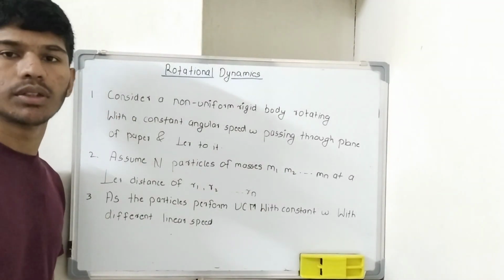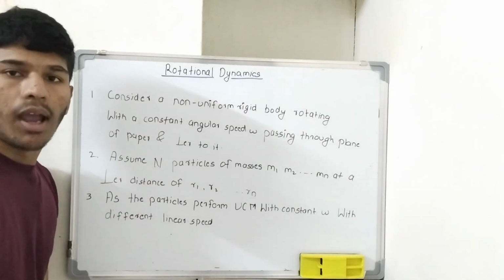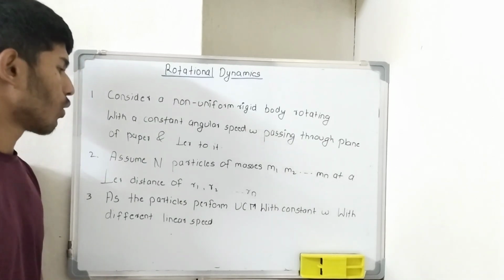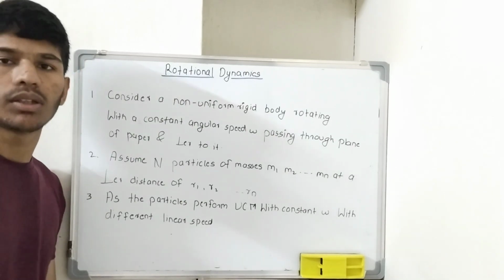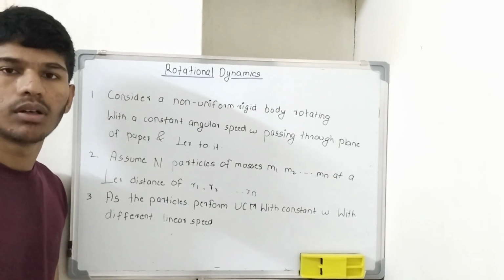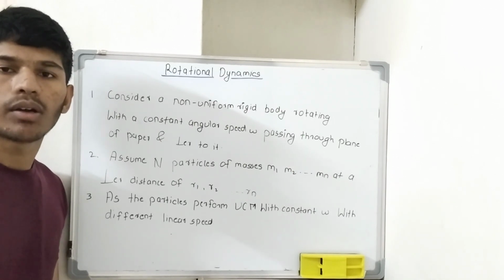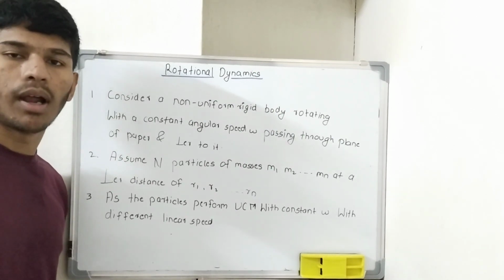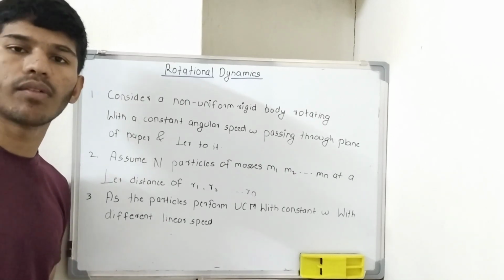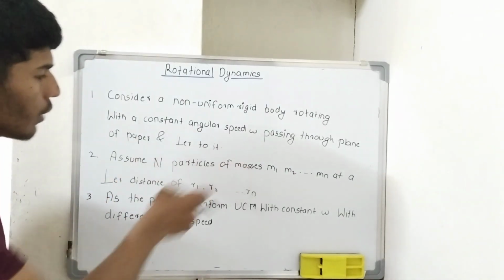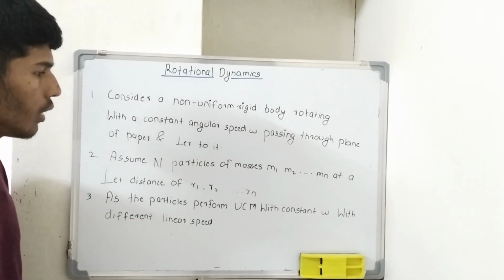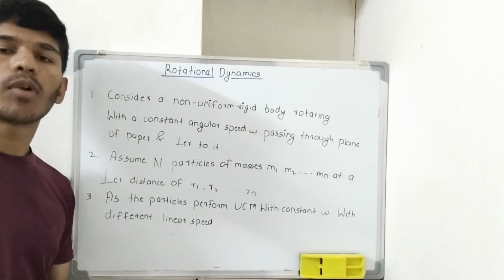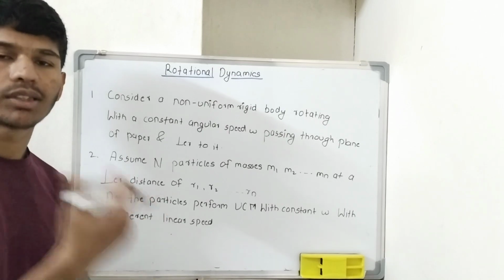So let's start with the expression for angular momentum. The first point is, consider a non-uniform rigid body rotating with constant angular speed omega about an axis passing through it perpendicular to the plane of the paper. We wrote the same thing to find the rotational kinetic energy. There we assumed a constant angular speed but different linear velocities. So assume n number of particles m1, m2, m3, mn at perpendicular distances r1, r2, r3 till rn. So there are n masses rotating about the axis of rotation.